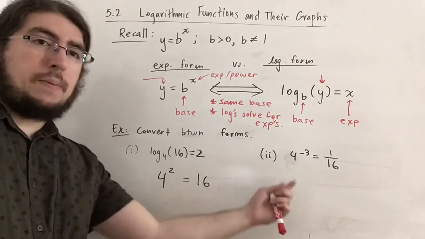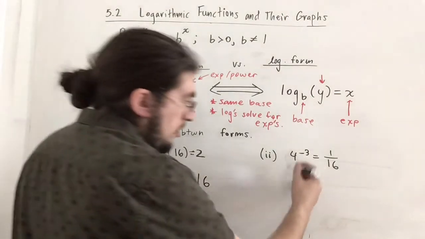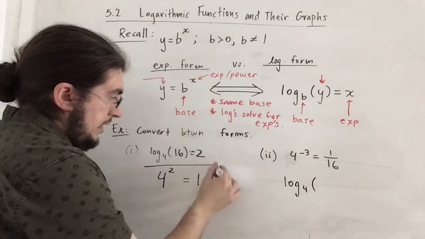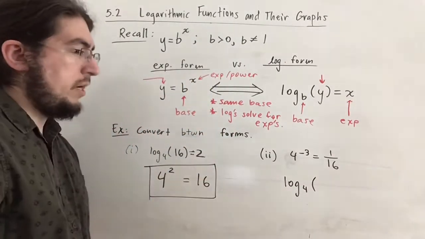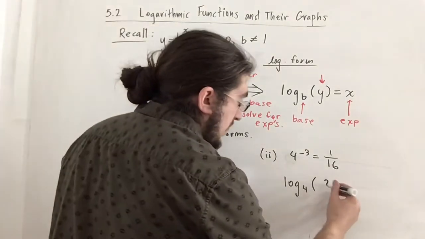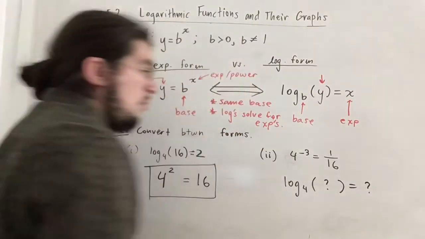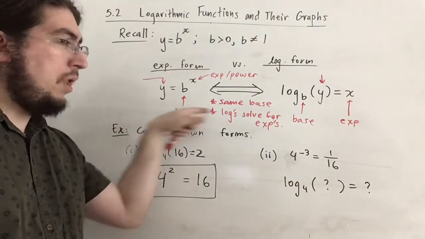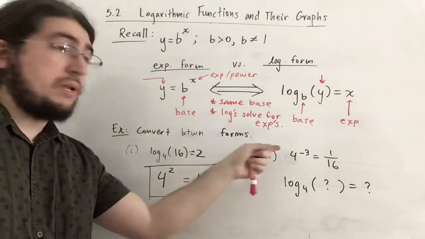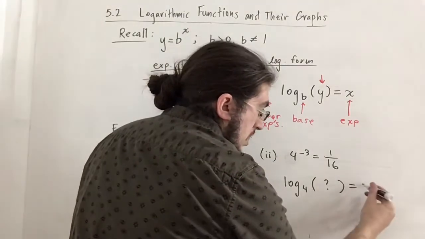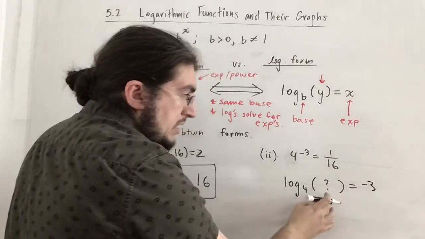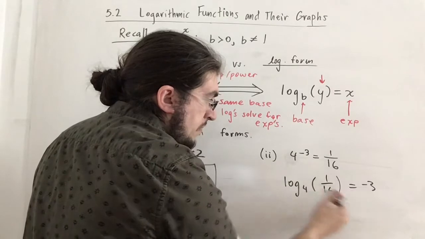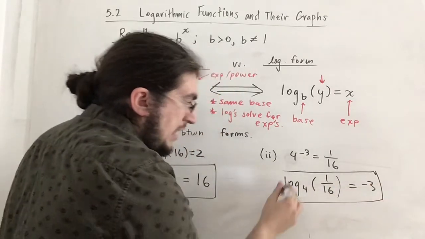Good. So now how about here? Well, here the base is also 4, so this is going to be log base 4 of something equals something. I should box this answer, by the way, just like I'm going to box this one shortly. Again, what do logs solve for? We know the base is the same. But logs solve for the exponent, and the exponent here is negative 3. So 4 to the negative 3 is equal to the inside, which is the other number we haven't used, and that's 1 over 16. So log base 4 of 1 over 16 is equal to negative 3.